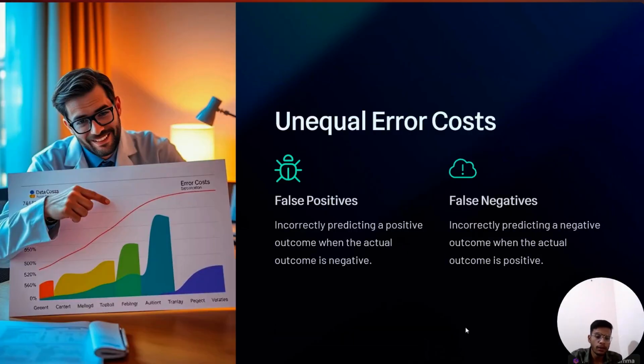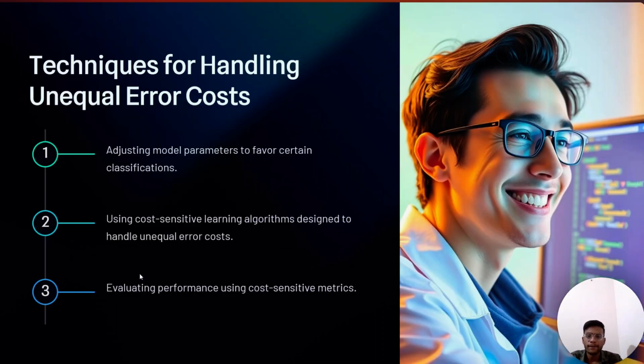We have unequal error cost. In unequal error cost, we have false positive, incorrectly predicting a positive outcome when the actual outcome is negative. Next, we have false negative. In false negative, incorrectly predicting a negative outcome when the actual outcome is positive.